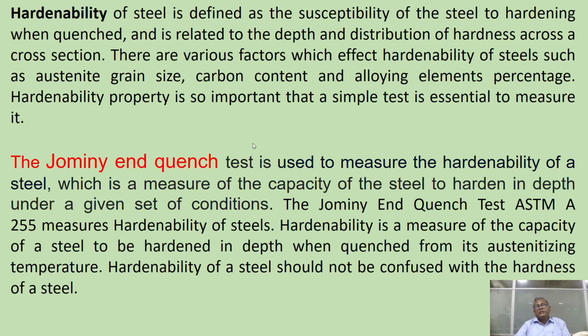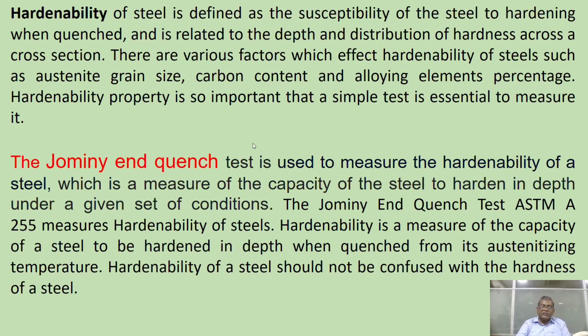Hardenability of steel is defined as the susceptibility of steel to hardening when quenched, and it is related to depth and distribution of hardness. This is an important point to be noted. Hardenability is related to depth and distribution of hardness across a cross section. Various factors affect hardenability: austenite grain size, carbon content, and alloying elements percentage. The Jominy end quench test is used to measure the hardenability of a steel, which is a measure of the capacity of steel to harden in depth under a given set of conditions.